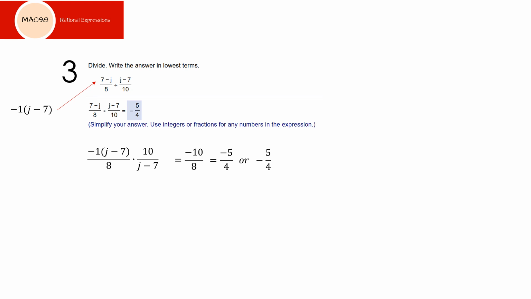For this one, we had to change 7 minus j into negative 1 times j minus 7. That's what I substituted in to the top over 8. We changed the division to multiplication and flipped it, 10 over j minus 7. Then what I did was I slashed everything that's the same. That gave us negative 10 over 8. Remember, we have to reduce fractions. So we end up with negative 5 over 4. Or we could say negative 5/4.